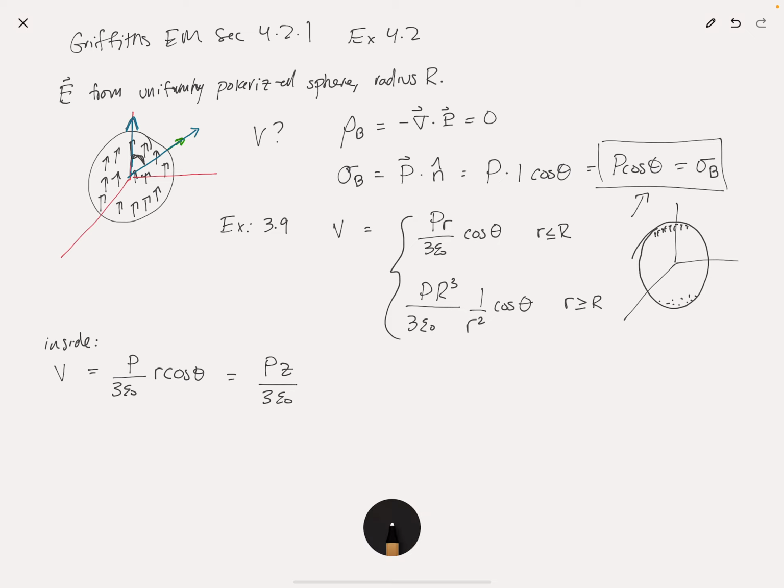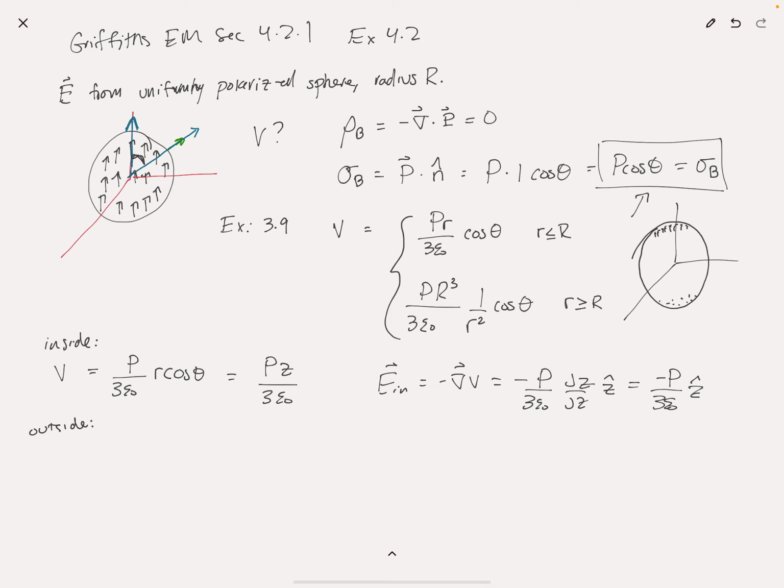I'm going to calculate the electric field inside by taking the negative of the gradient of that potential. I have something that depends only on z, so I'm going to take this in Cartesian coordinates to make my life easy. That is minus P over 3 epsilon naught d/dz of z, in the z hat direction, which is minus P over 3 epsilon naught z hat. So the field inside is constant. That's pretty cool.